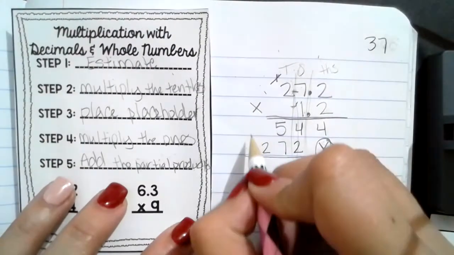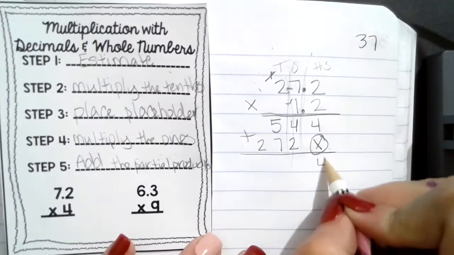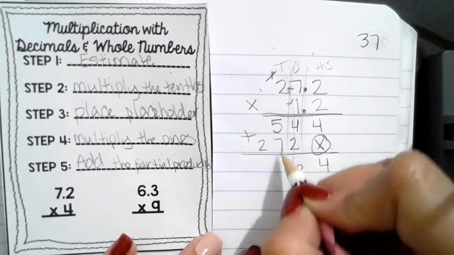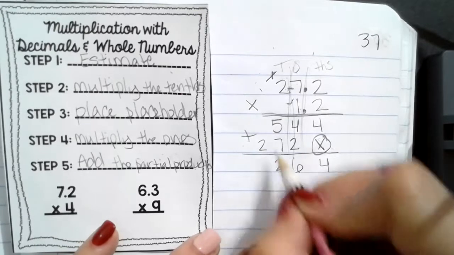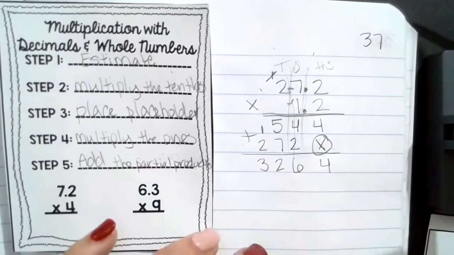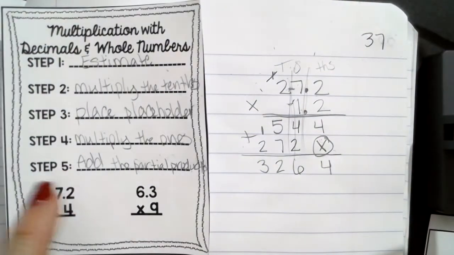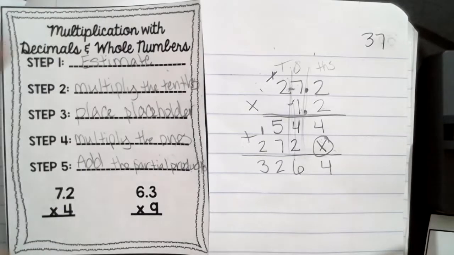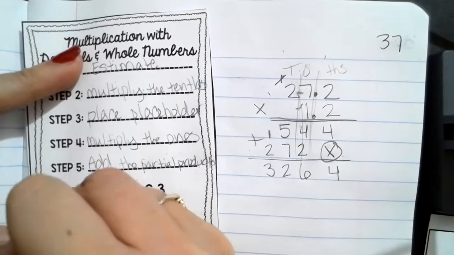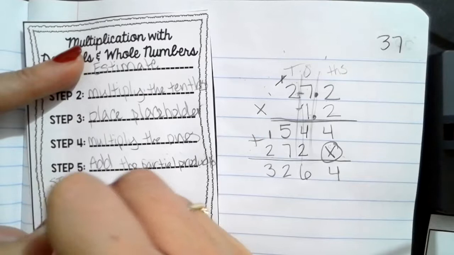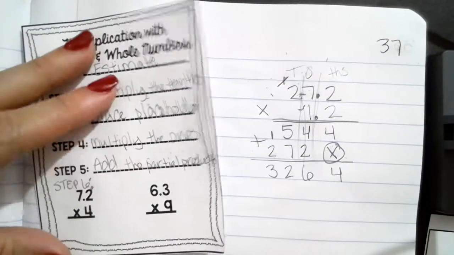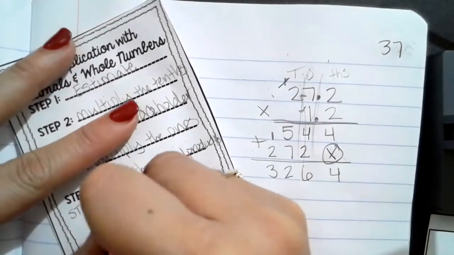So I'm going to add these up. 4 plus nothing is 4. 4 plus 2 is 6. 7 plus 5 is what? 12. Carry 1. 2 plus 1 is 3. Then I have another step, and I did not write that step in there. So step 6, write that in. Step 6 is going to be place the decimal.